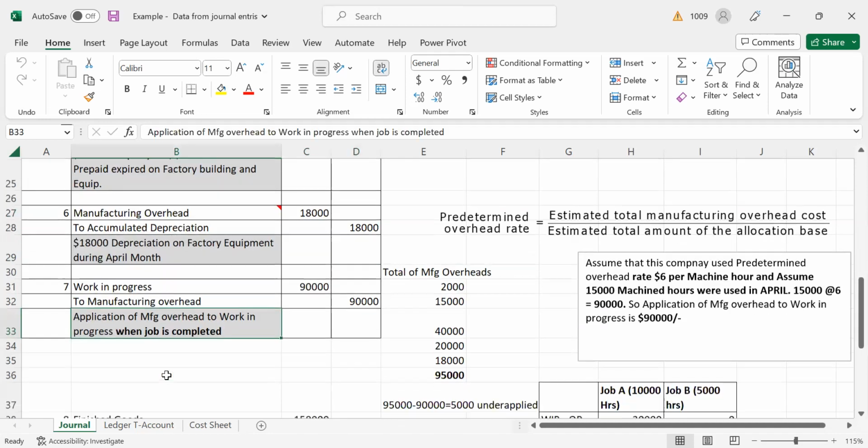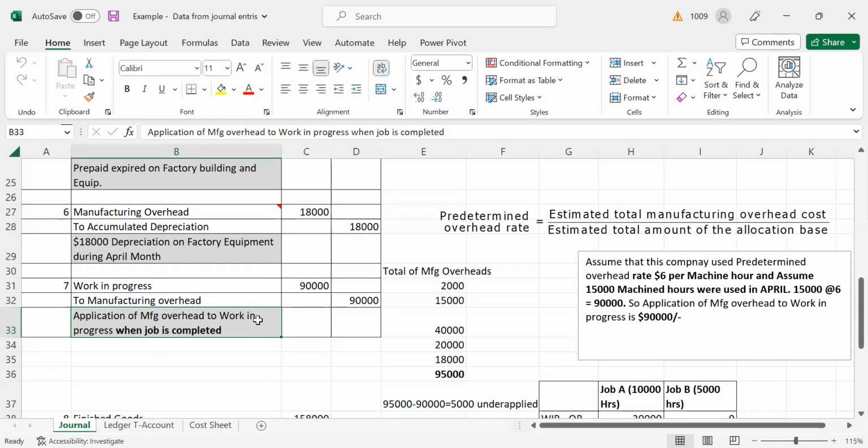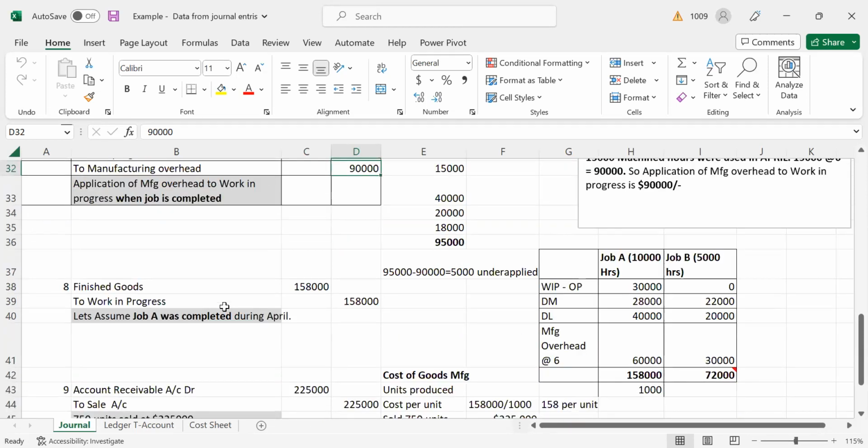Work in progress. Now, application of manufacturing overhead to work in progress when the job is completed. What we are going to do is apply all the manufacturing overhead to the work in progress. So when the job is completed, we are going to apply that manufacturing overhead. It's a total of 90,000, debit and credit. How it has come, we will know shortly.